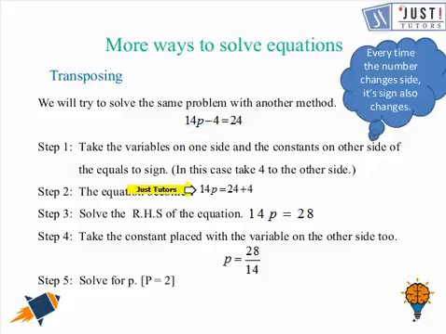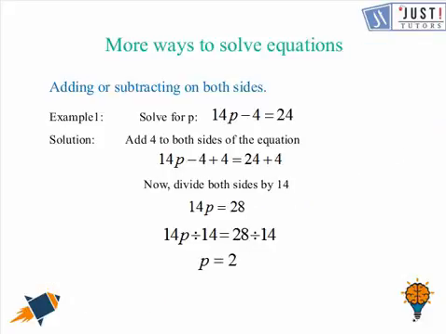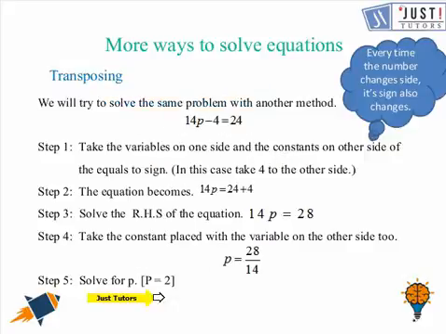And the equation would become 14p is equal to 24 add 4. Now if we try to solve the right hand side of the equation, it would be 14p is equal to 28. And then remember, we need to take the variables on one side and the constants on another. So we are taking 14 on the other side as well, and since it was being multiplied with p, we'll be dividing it on the other side. So it will be p is equal to 28 divided by 14, and hence p is equal to 2. If you notice, it doesn't matter which method you are opting, the answer would still be the same. P is still 2 for each one of them.